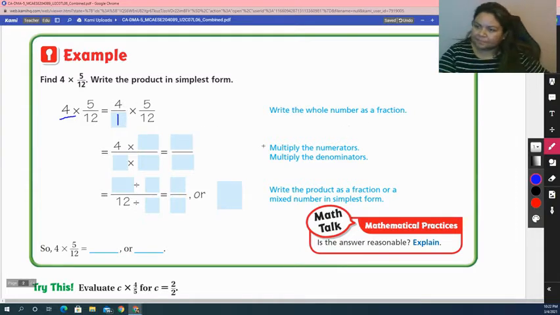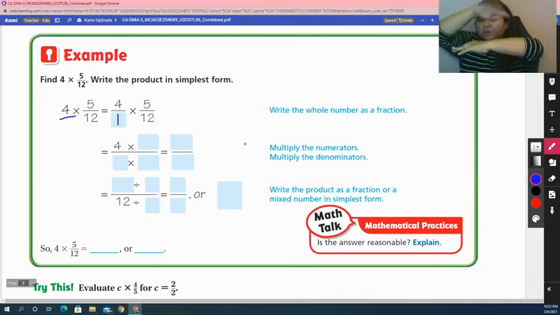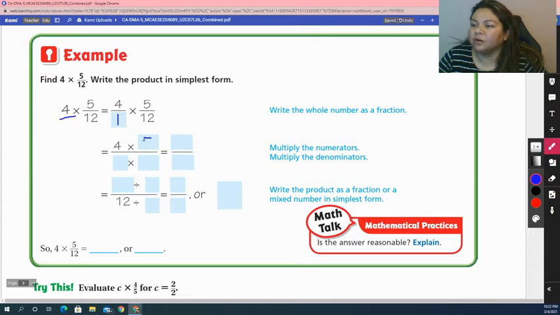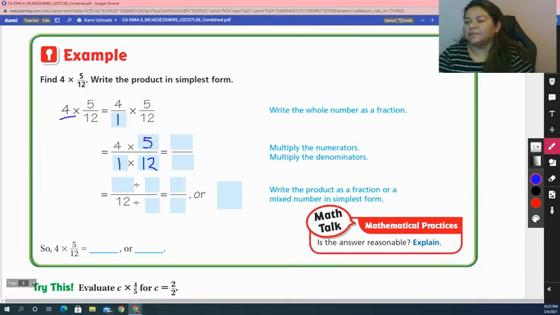Then our next step is to do just what we did previously. We will multiply the numerator times the numerator, and then we will multiply the denominator times the denominator. So that would be 4 times 5. Those are our numerators. And then we will multiply the denominators, in this case 1 times 12. So now I'm going to multiply 4 times 5. 4 times 5 is equal to 20. 1 times 12 is equal to 12.